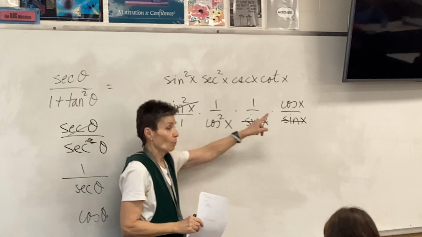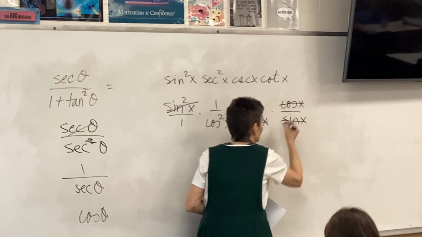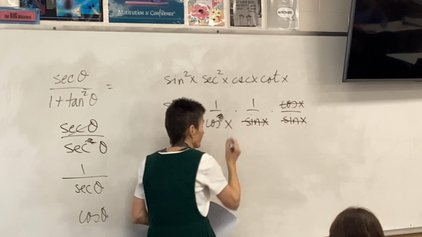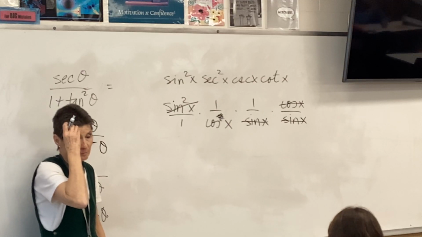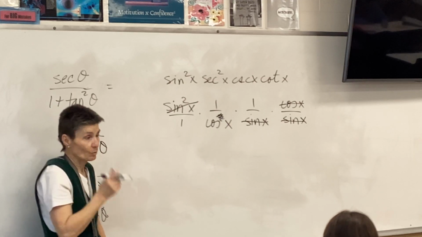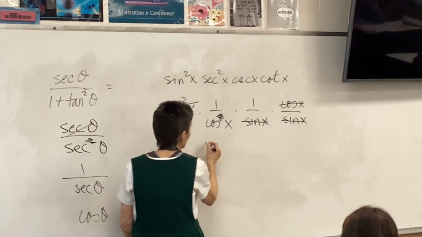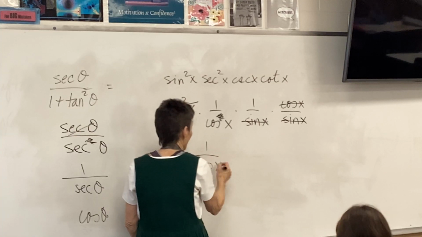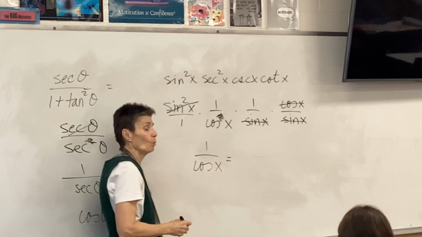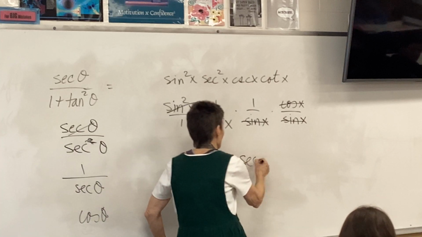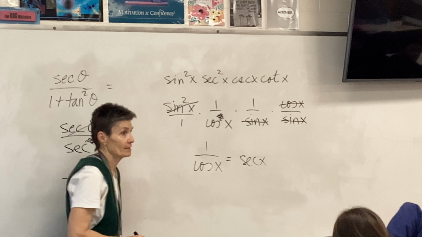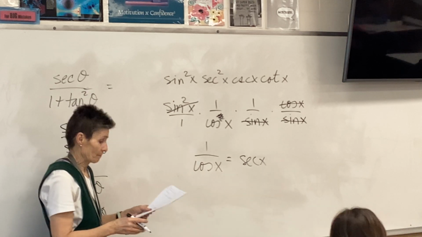Now, there's 1 cosine in the top, and it'll cancel, but only with 1 of them in the bottom. Right? So what am I left with? 1 over cosine. We don't leave 1 over. 1 over cosine is secant. And there we go. Kids, this is not hard. You got this. You got it.